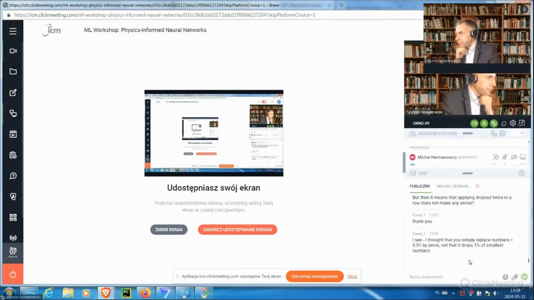No. It drops 1%, not of the smallest numbers, but 1% of any numbers. So it leaves 99% of numbers intact, and some 1% of the numbers chosen randomly is zeroed out. So if you apply it twice, you might zero out some numbers that survived the first dropout. This is my way of thinking.